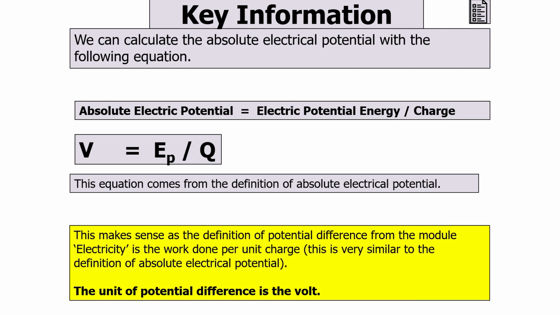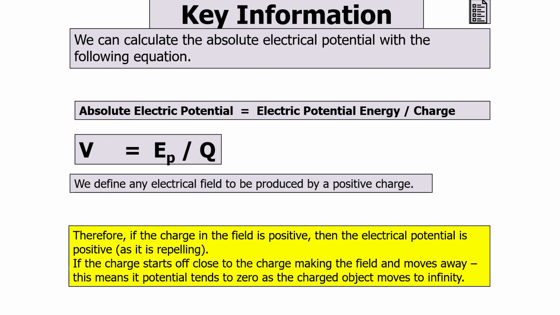This makes sense as the definition of potential difference from the module electricity is the work done per unit charge, and this is very similar to the definition of absolute electrical potential. The unit of potential difference is also the volt. So if the charge in the field is positive, this would make the electrical potential also be positive, as there is repulsion. So it means that if the charge starts off close to the charge making the field and moves away, the potential tends to zero as the charged object moves to infinity.